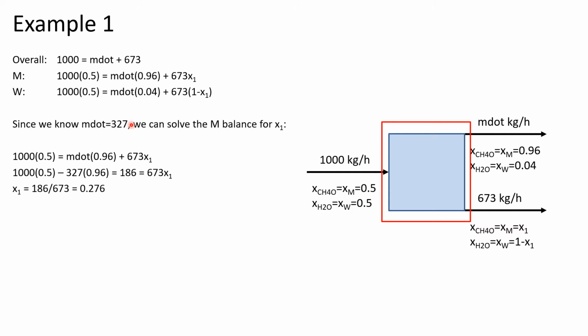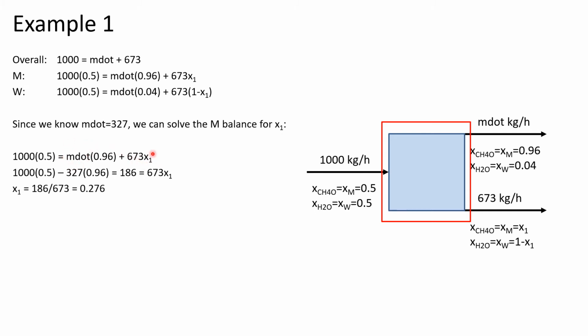Now, since we know m dot, we can solve the m balance up here for x1. So let's write down the balance for methanol. We have 1,000 times a half is equal to m dot times 0.96 plus 673 times x1. But now we know m dot is 327.